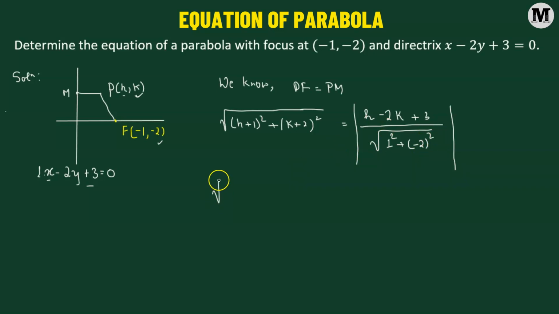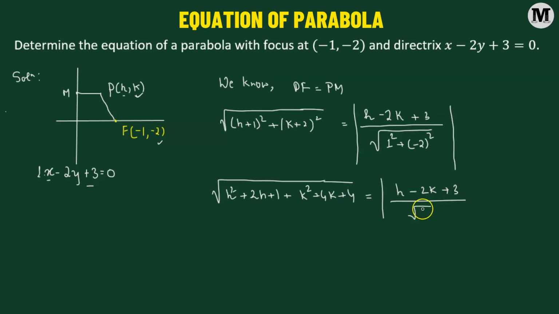Okay, now we will simplify this. This is going to give us the square root of, expanding (h plus 1) whole squared gives us h squared plus 2h plus 1, added to k squared plus 4k plus 4. That will equal the absolute value of (h minus 2k plus 3) divided by the square root of 5. Now we'll get rid of the square root on the left hand side and the absolute value on the right hand side by squaring both sides.